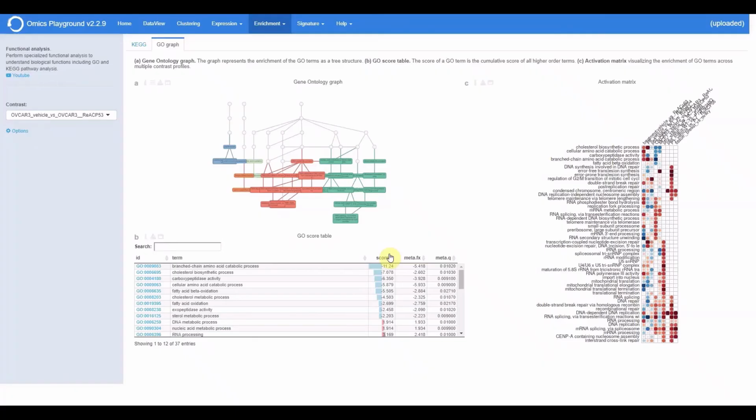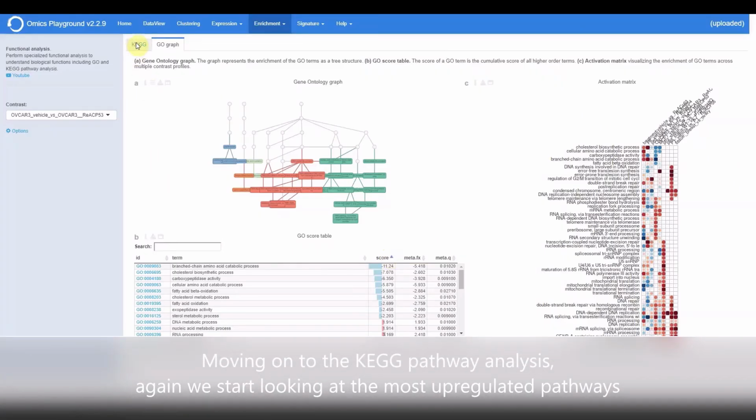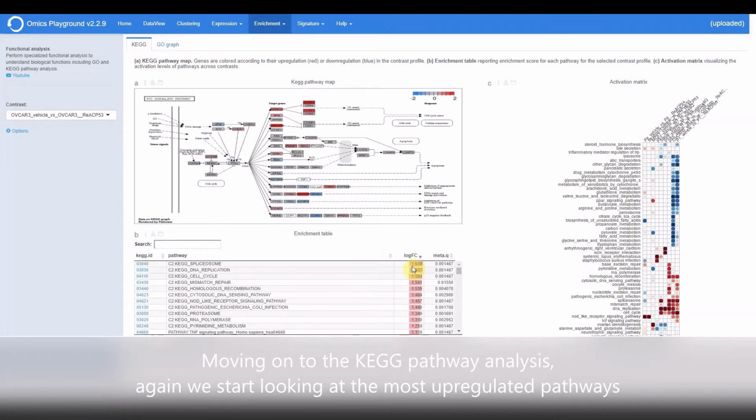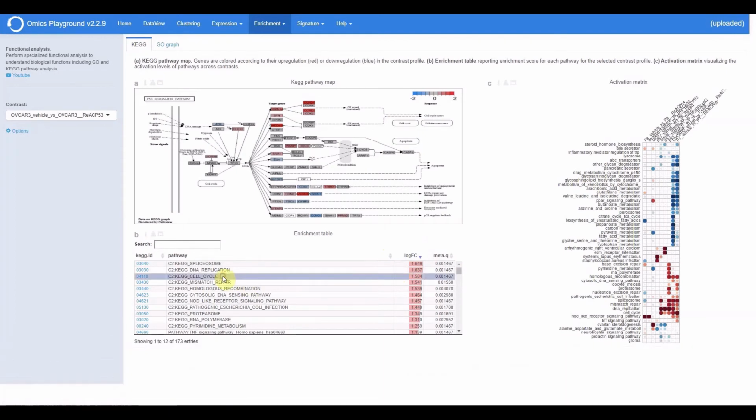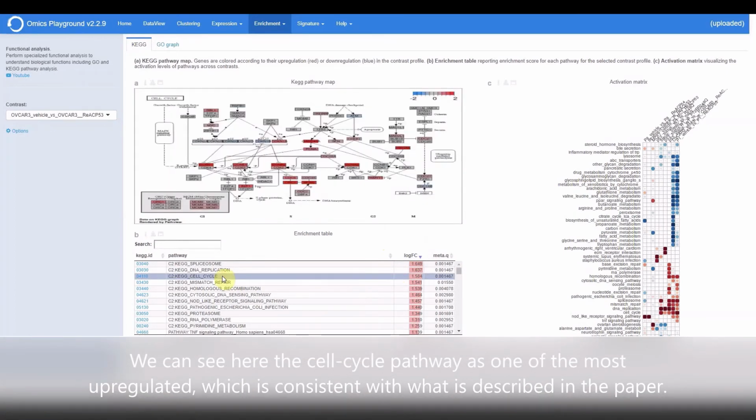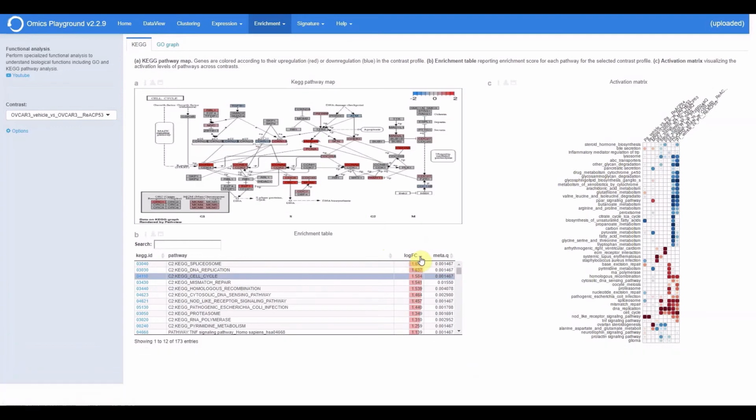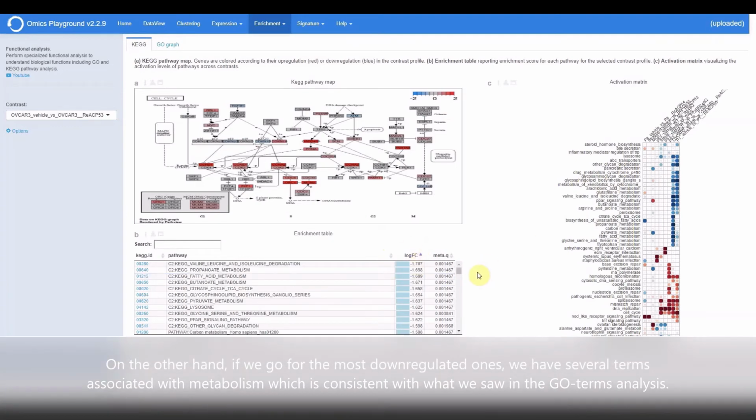Moving on to the KEGG pathway analysis, again we start by looking at the most upregulated pathways, and we can see here the cell cycle pathway as one of the most upregulated, which is consistent with what is described in the paper. On the other hand, if we look at the most downregulated ones, again we have several terms associated with metabolism, which is consistent with what we saw in the GO term analysis.